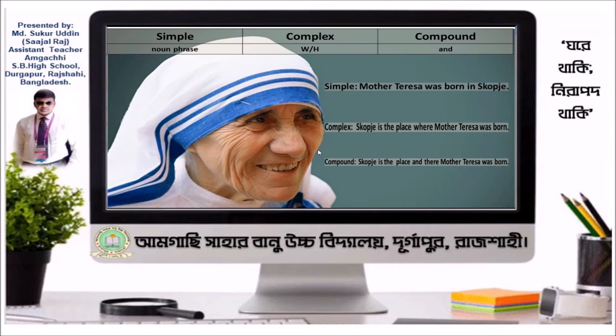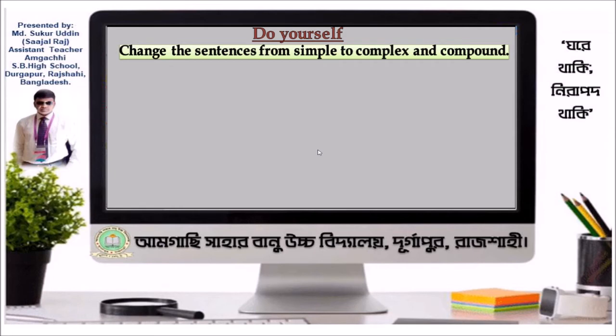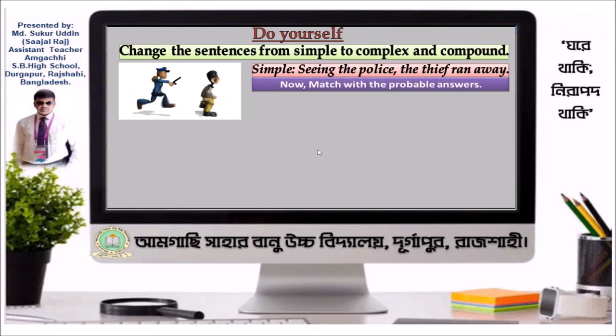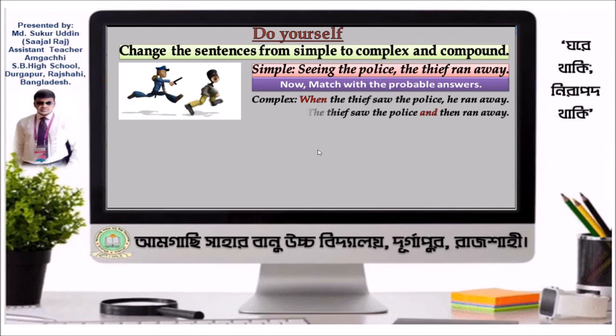Do you understand? Do yourself. Change these sentences from simple to complex and compound. Simple: Seeing the police, the thief ran away. Have you done? Now match with the probable answers. Complex: So when the thief saw the police, he ran away. Compound: The thief saw the police and then ran away.